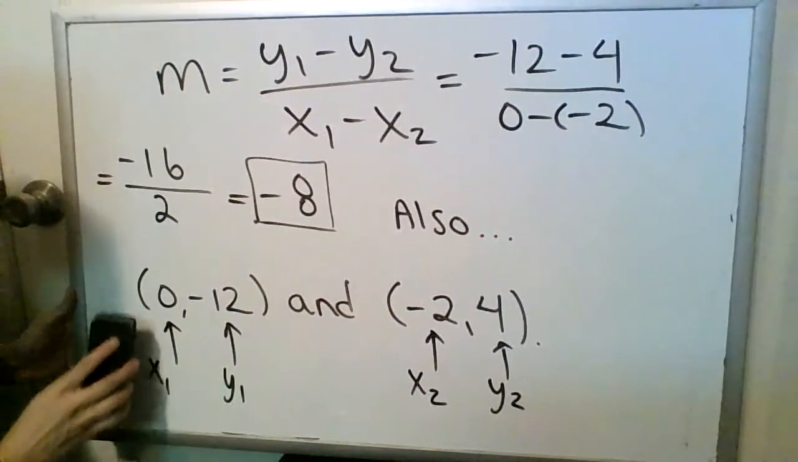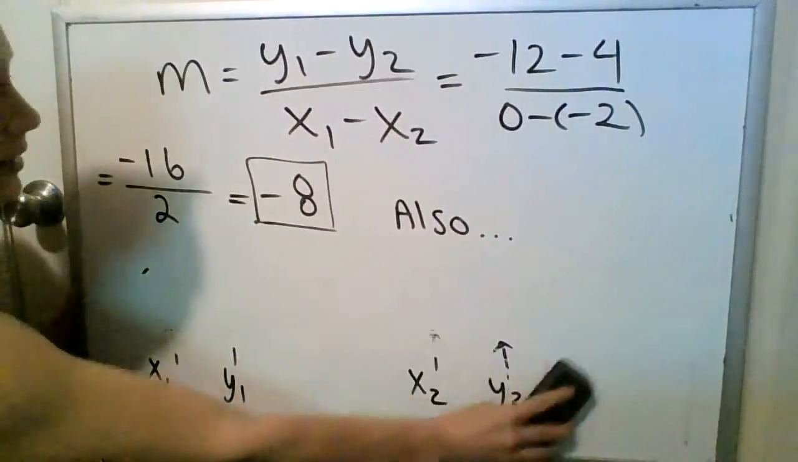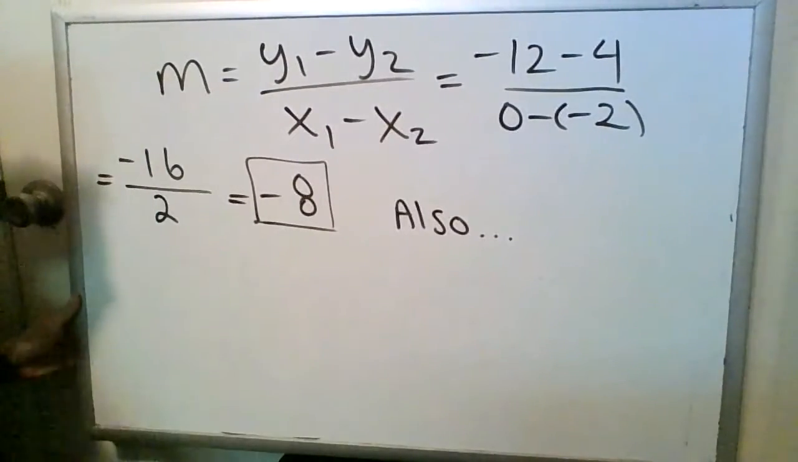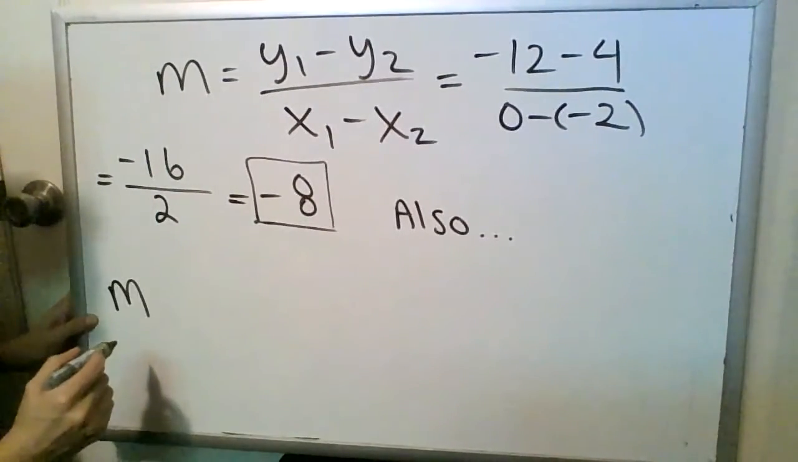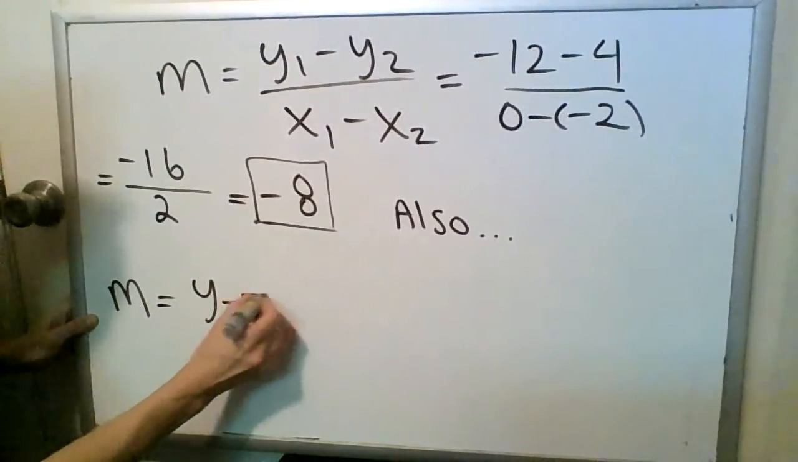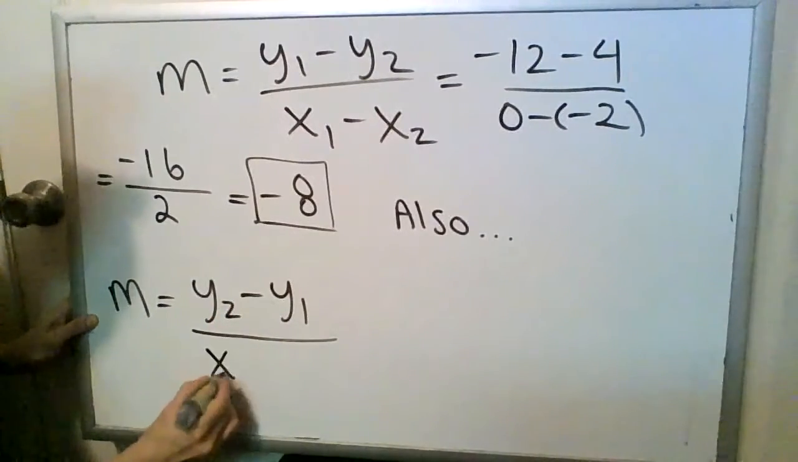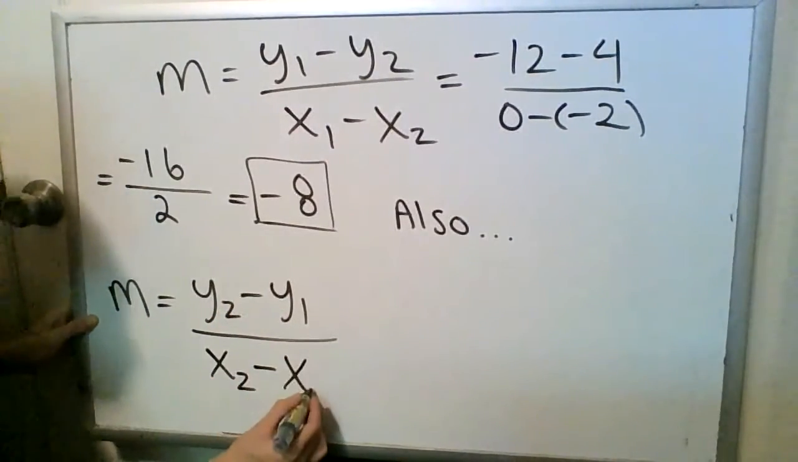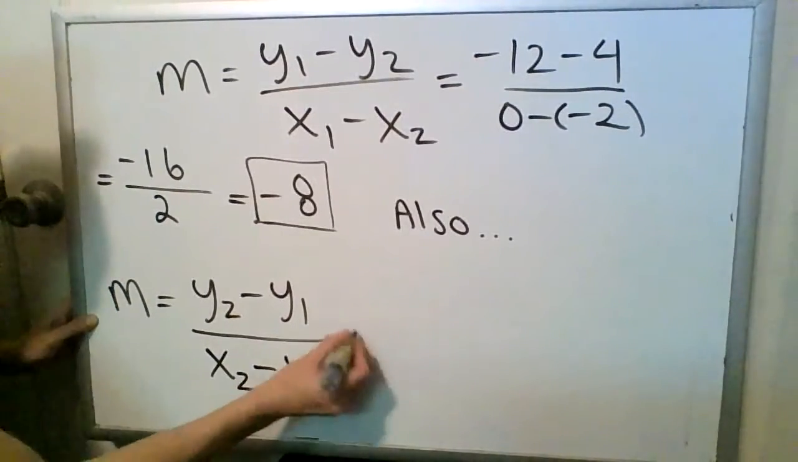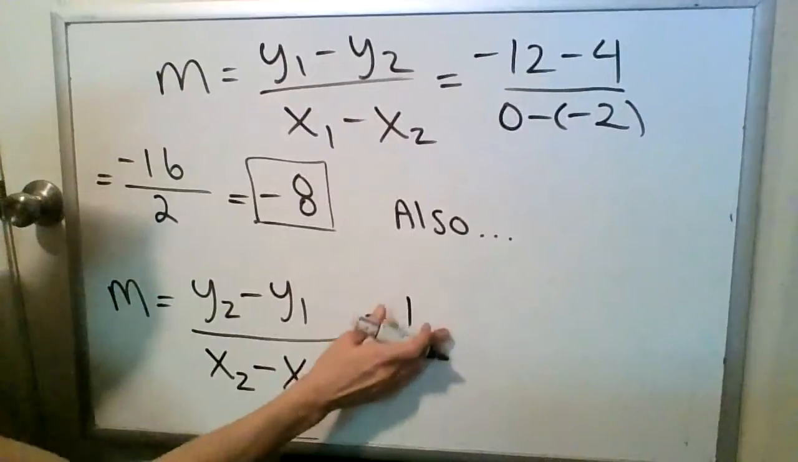So I'm using all the same labels. This is still x1, y1, x2, y2. And I'm just going to show you that we can find the slope using y sub 2 minus y sub 1 over x sub 2 subtract x sub 1. This time I've got negative 12 minus 4. Oh wait, that's the same thing. Okay.